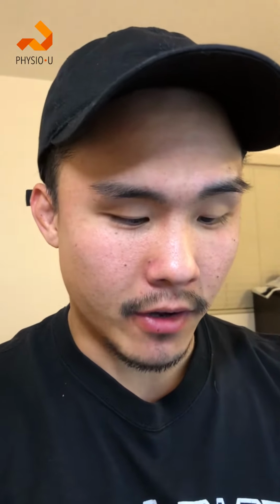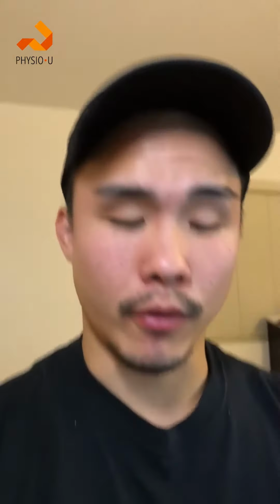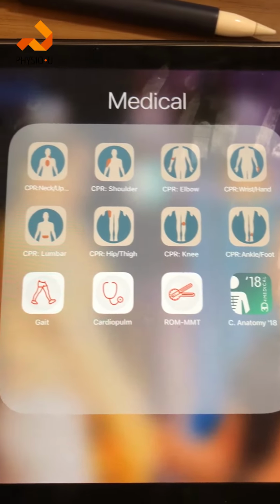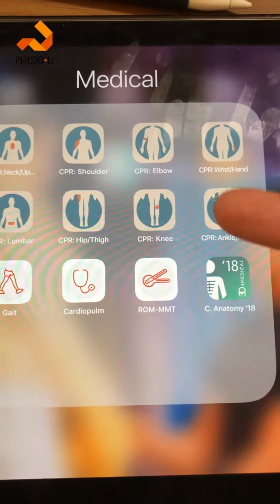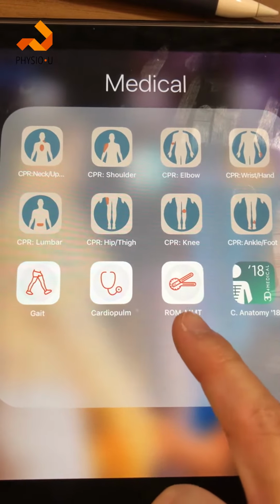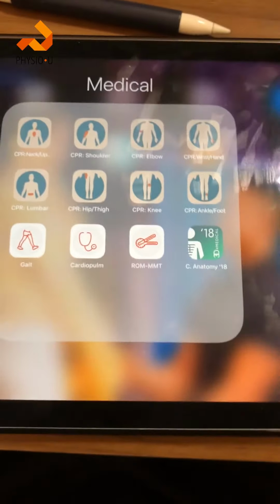With all the diagnoses of the lumbar, all those joints that we've gone over, I can literally go into these apps and there is a location for all of them. So we have your neck, your shoulder, elbow, wrist, lumbar, hip, knee, ankle, foot, and Physio-U also comes out with the gait, cardiopulm, and ROM MMT app here.